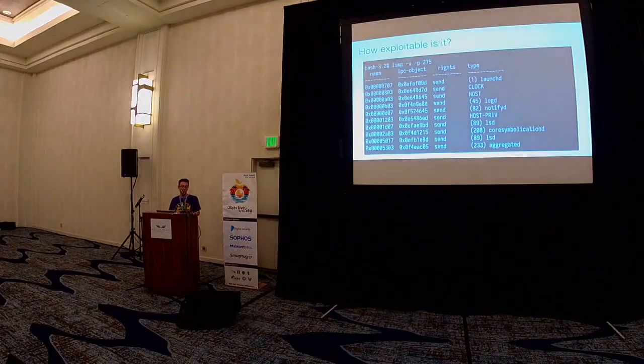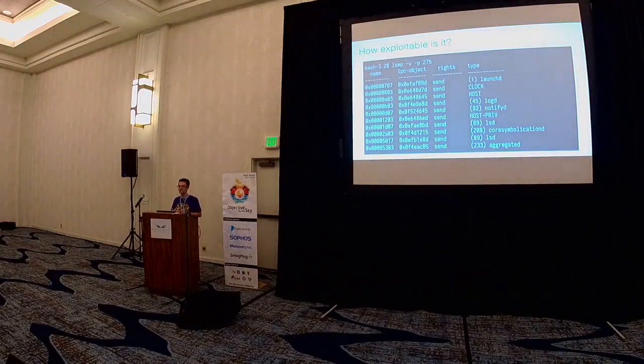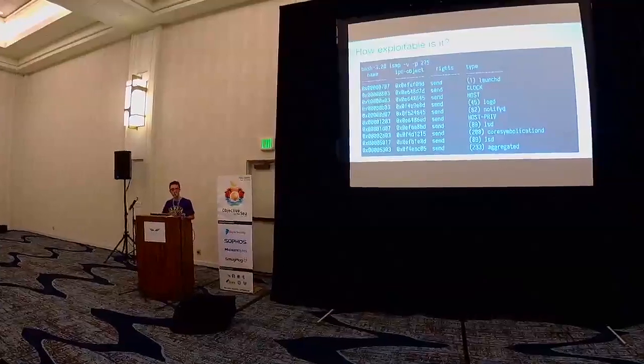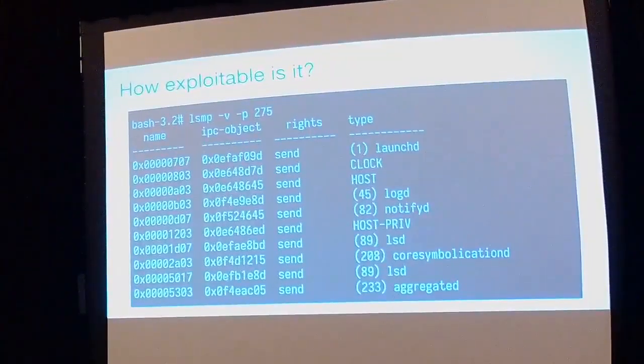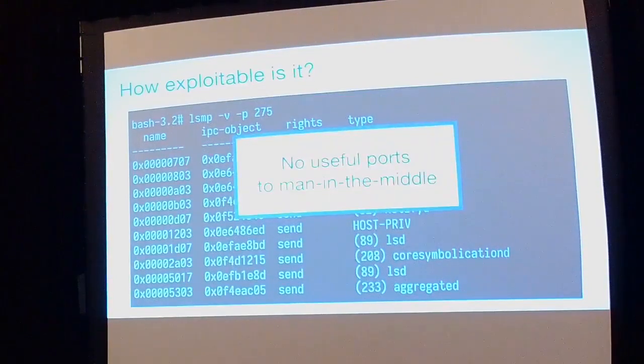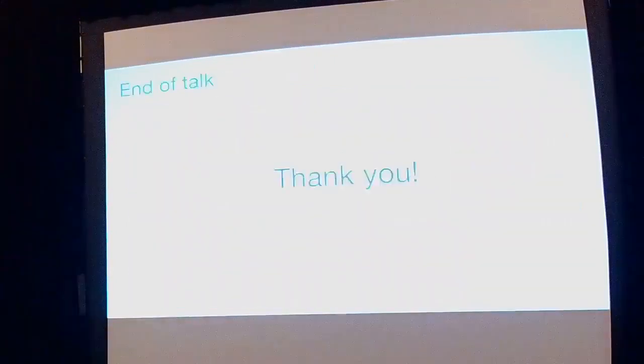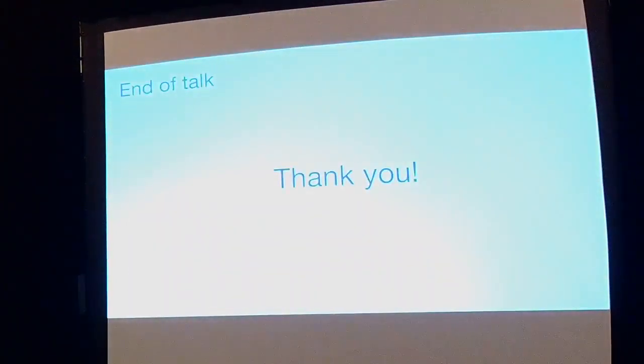So this is a very powerful attack, but exploitation really depends on being able to find a useful service to do this man-in-the-middle on. And if we look at all the Mach ports owned by ReportCrash, there really aren't any useful targets. So even though we have a Mach port replacement vulnerability, there aren't any useful ports to do a man-in-the-middle attack on. So like any good security researcher, I gave up. And that's it. Thank you very much.